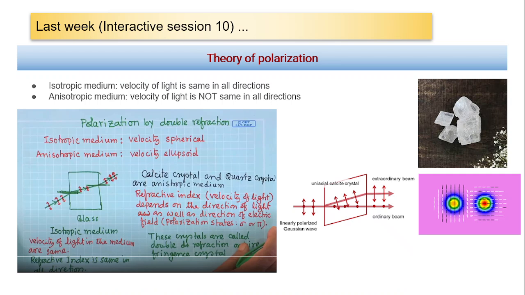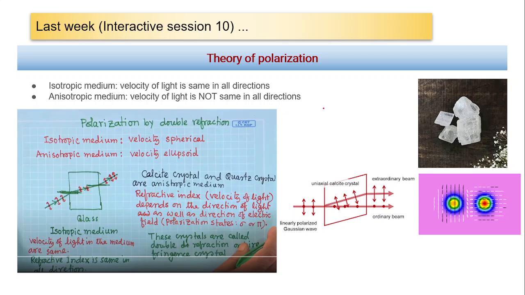Then we started discussing polarization, that we have light, which is an electromagnetic wave. It has electric field and magnetic field components which are perpendicular to each other, as well as to the direction of propagation of light. The electric field component of light is in all directions. So when we restrict it by some means to only one plane, then we call that polarized light.